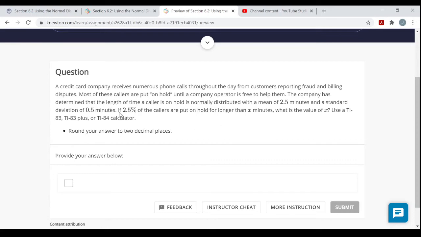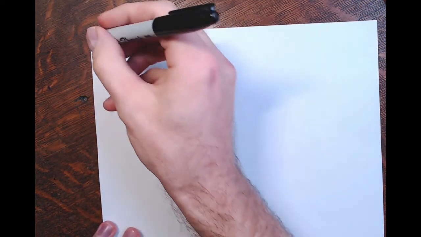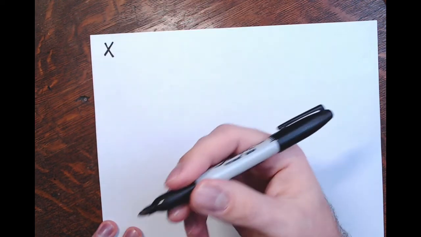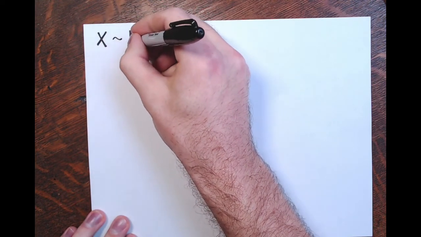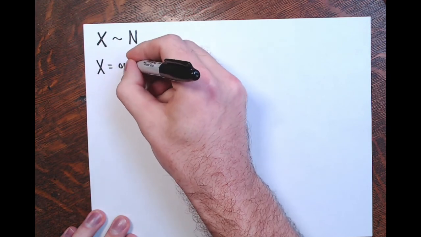So you see how they give us a percentage, an area. So again, I'm going to draw this on a piece of paper, what's going on here, and then show you how we're going to use the calculator to help us figure this out. Now again, this isn't the standard normal, right? The mean wasn't 0 and standard deviation wasn't 1. So this is just some other random variable, X, that's normally distributed. Oh yeah, I forgot to say what it is. X is on hold time.